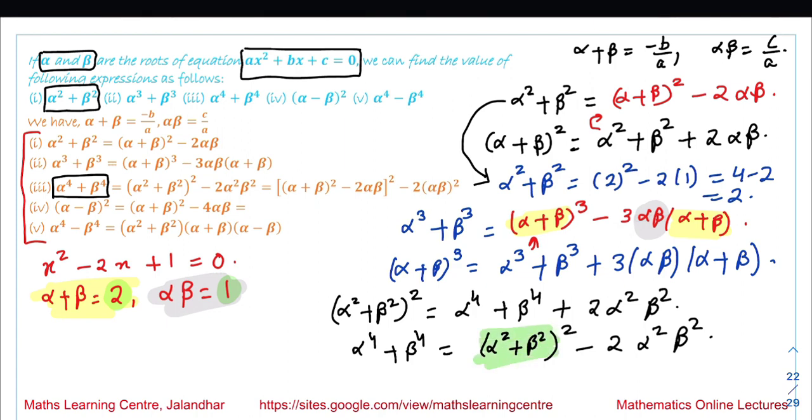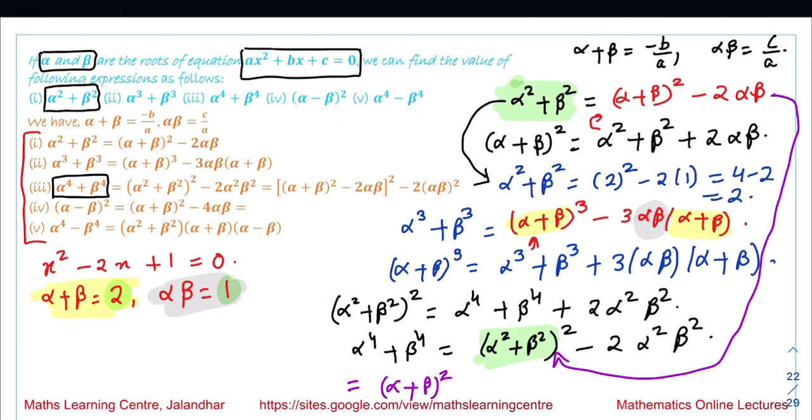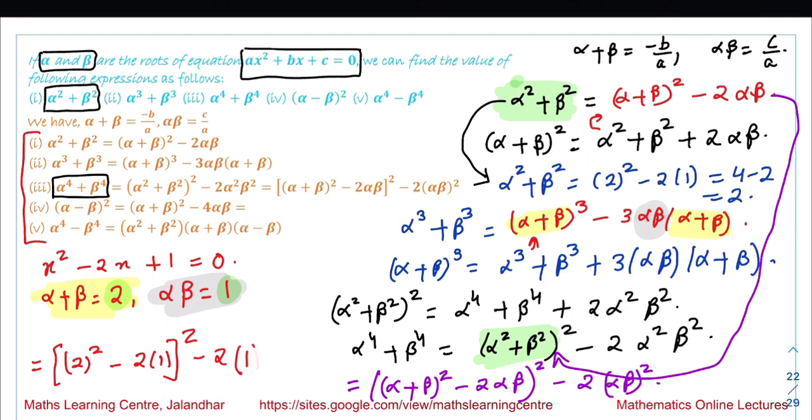This value alpha square plus beta square we already know from here. So the answer we will get is (alpha plus beta) whole square minus 2 alpha beta. If we substitute these values over here, the answer we will get is 2 square minus 2 times 1, that is, minus 2 into alpha into beta, which is 1. When you solve this, you will get the required answer.